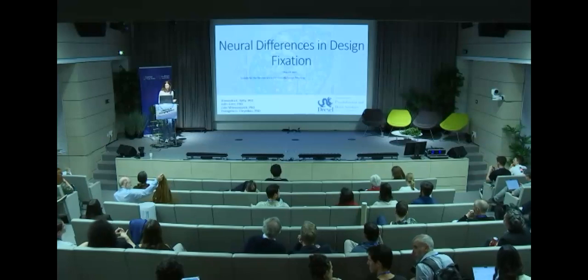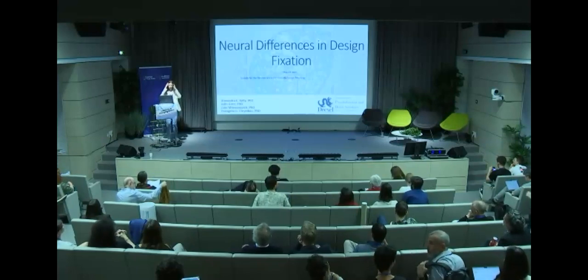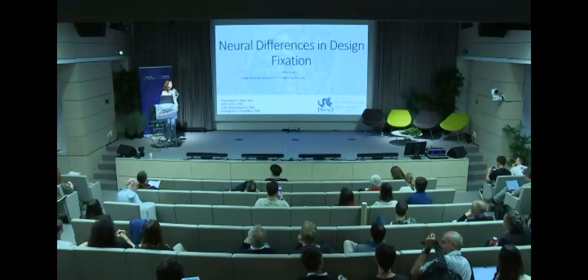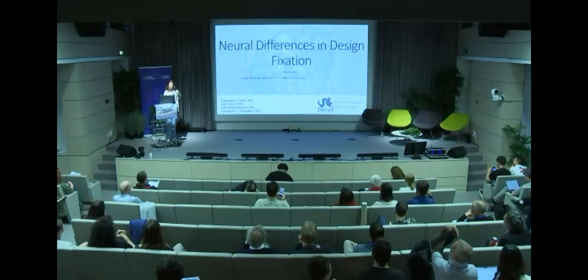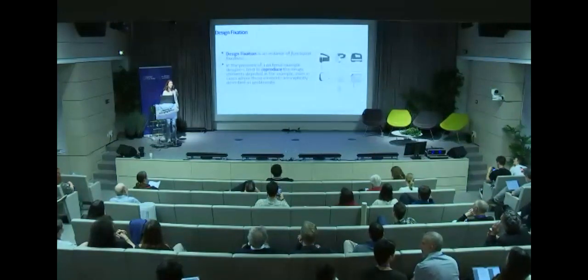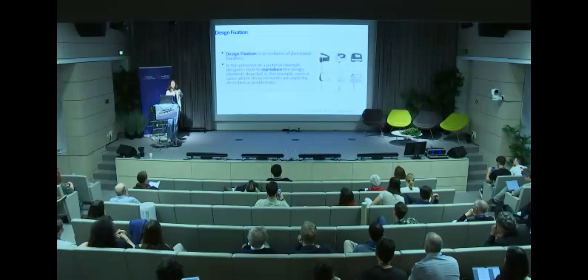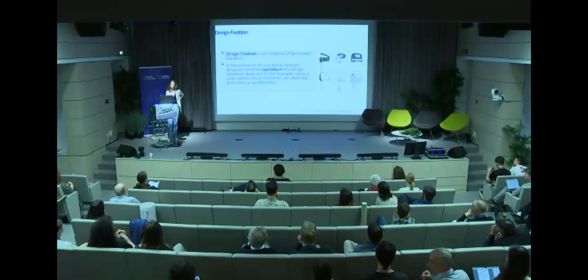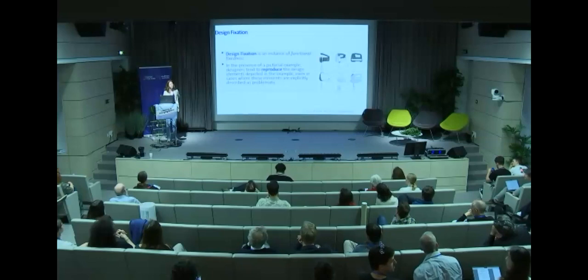All right. Thank you for your patience. So I'm going to be discussing neural differences in design fixation. As we know, design fixation is a type of functional fixedness. It's this phenomenon where if you are given a picture example and you're designing, you may reproduce elements of that design that you see in the example, even if you're explicitly told that some of those elements are problematic.